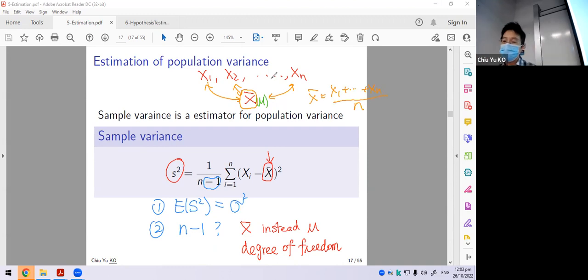That means that actually not all the numbers can change. Suppose we know x bar already, which you calculated. You are only free to change the first n minus 1 numbers. You can change all these numbers up to here, because x bar is known and this last one is already fixed.